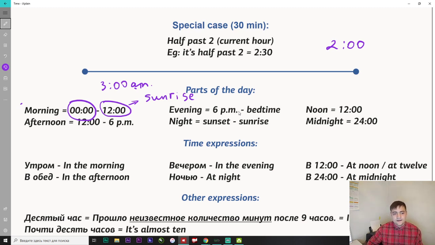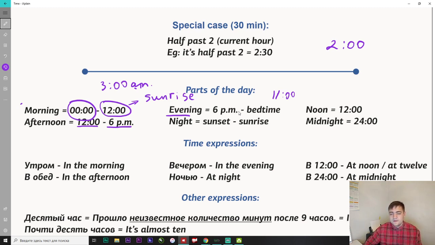Well, next we have afternoon, обед. Well, afternoon goes for from 12 o'clock till 6 o'clock, okay? In the evening, so we say afternoon. Next time, evening goes from 6 p.m. and usually till bedtime, okay? So our bedtime is about 11 o'clock. That's why I would say it lasts till 11 o'clock, okay?